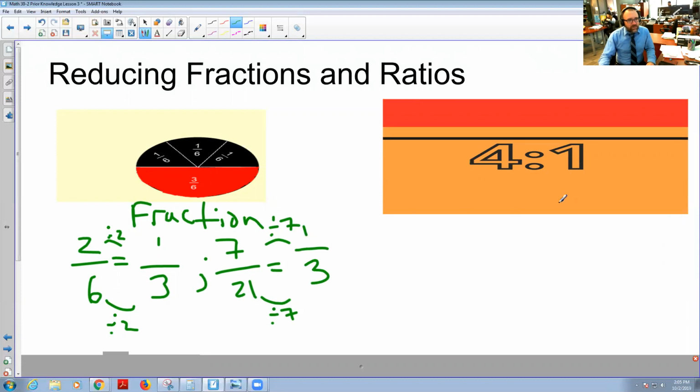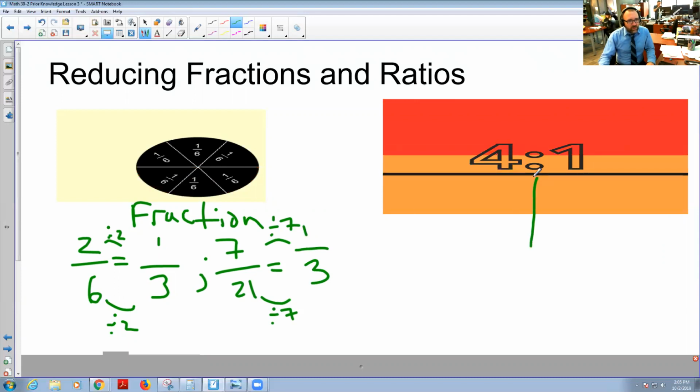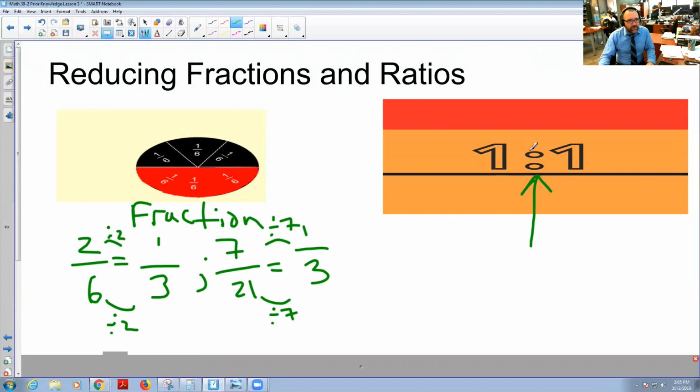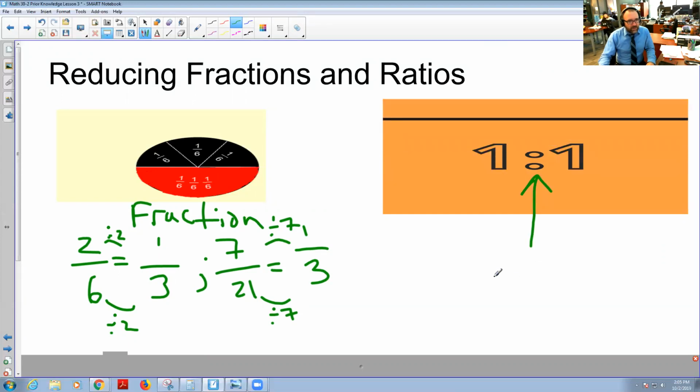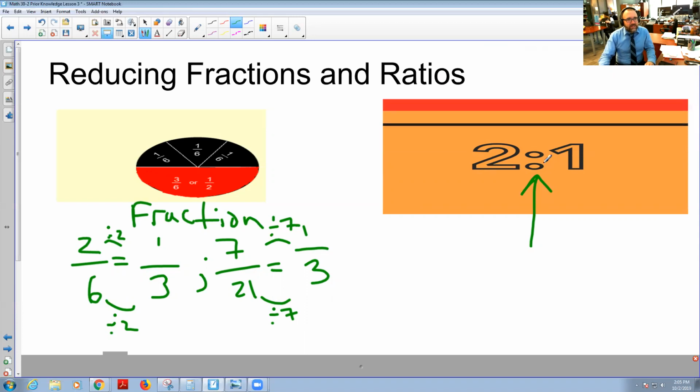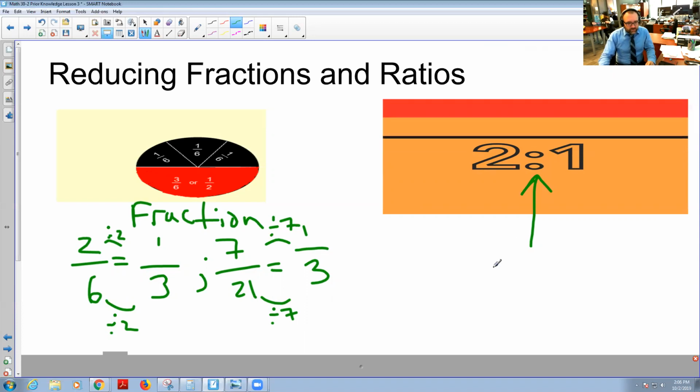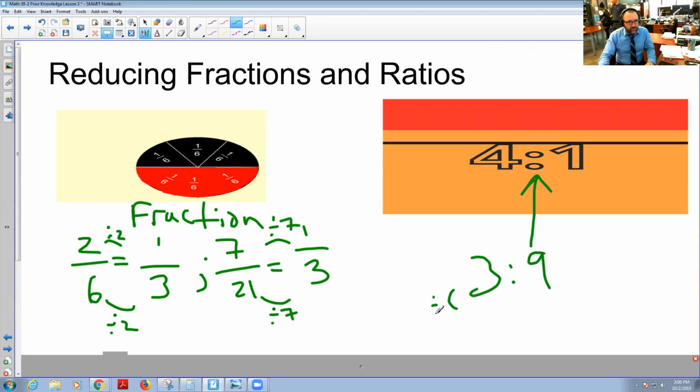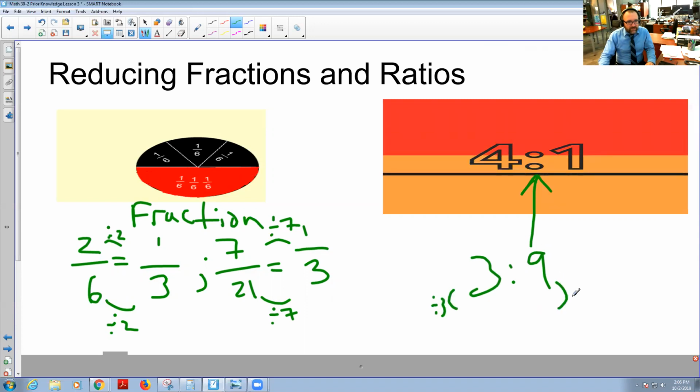The difference in a ratio, though, is it's a part to a part. So 1 to 1 is what represents the following. And what happens in that case is that we use a colon to indicate that it is a ratio. So if we took another example here, 3 to 9 can be reduced also by dividing both the left and the right by 3. So you get 1 to 3 when you do the following.